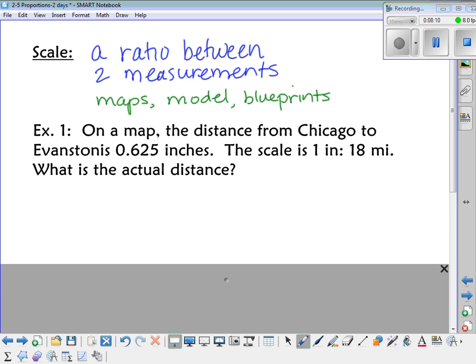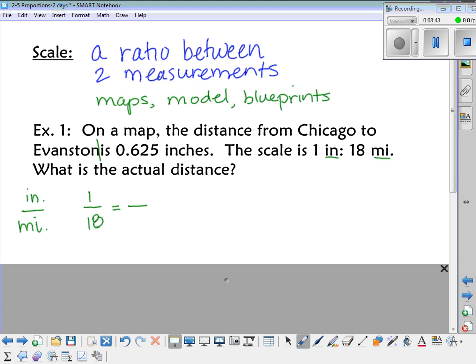So for example 1, we've got on a map the distance from Chicago to Evanston is 0.625 inches. The scale is 1 inch to 18 miles. What is the actual distance? Okay, sorry, I'm missing a space there. There should be a space between those words. Okay, all right, so inches to miles. So I'm going to put inches on top and miles on the bottom. And the scale is 1 inch to 18 miles.